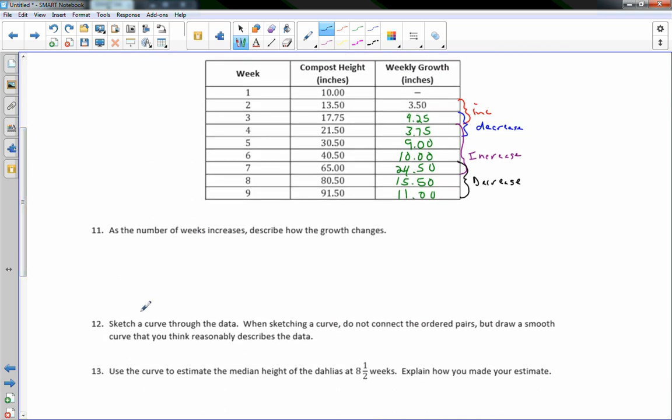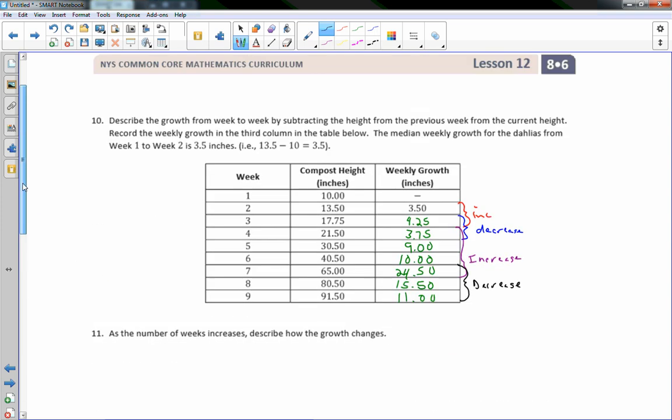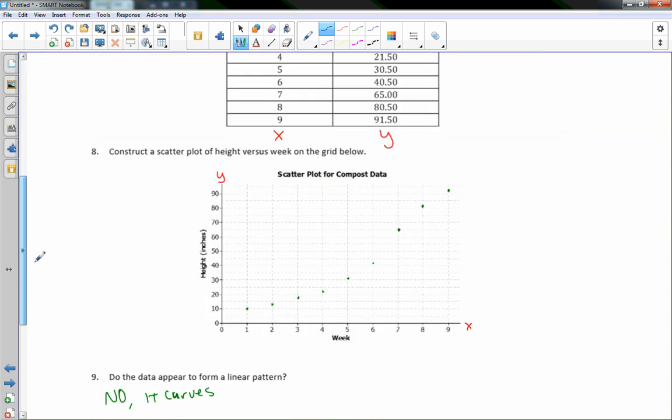Number 12, sketch a curve through the data. When sketching a curve, do not connect the ordered pairs, but draw a smooth curve that you think reasonably describes the data. Okay, so I'm going to go back to the graph. And if I were to graph a curve, it would kind of be going like so. And then it kind of curves up like that. So we got a point here that's above our smooth curve, and we got a point over here that's below. Okay, so there is an approximation of my curve.